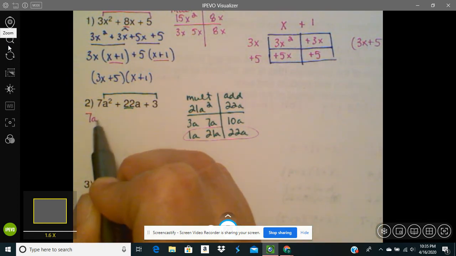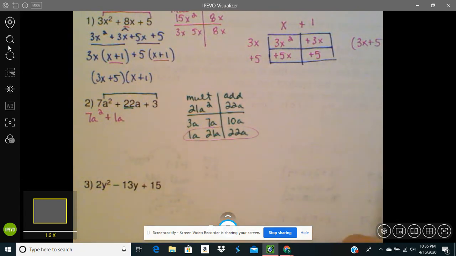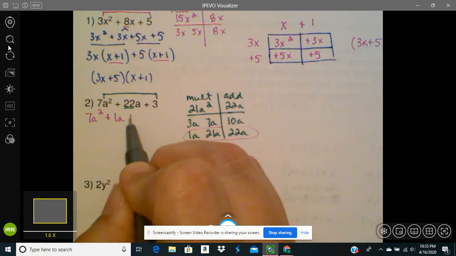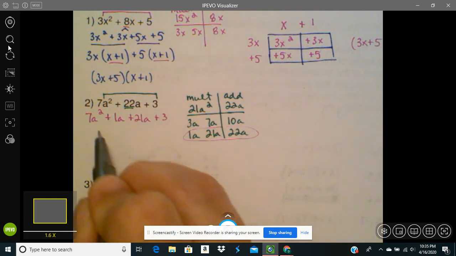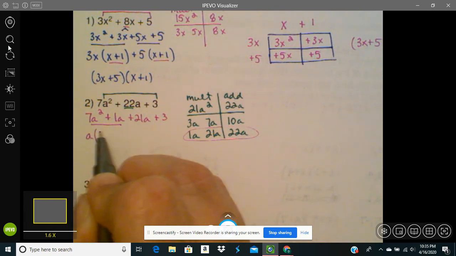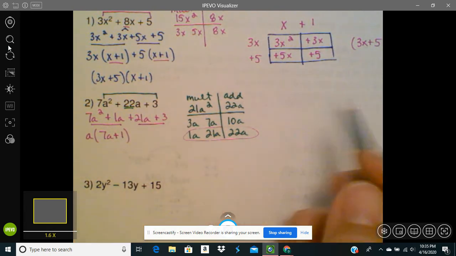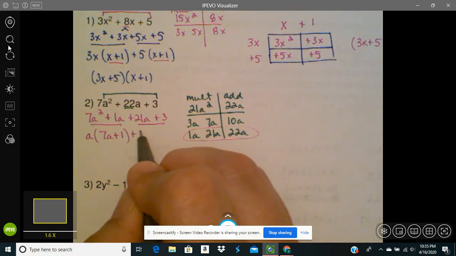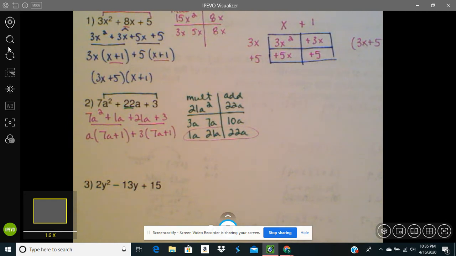So this is the pair of numbers that I want. We're going to rewrite this as 7a squared plus 1a. The 1 is optional, guys, remember? Plus 21a plus 3. So we look at these two and we see the greatest common factor is a. We're left with 7a plus 1. We look at these two. The common factor is 3. We're left with 7a plus 1.